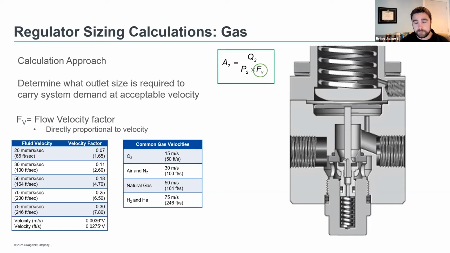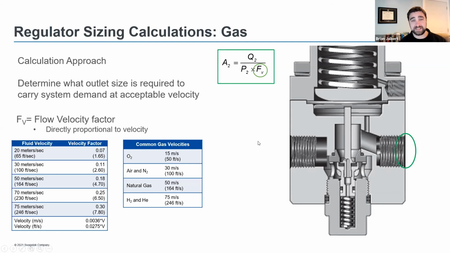And when you start getting into larger process lines, one of the common limitations is actually the downstream velocity of the regulator. So we're concerned about the velocity on the outlet side of the regulator, which could be the limitation.